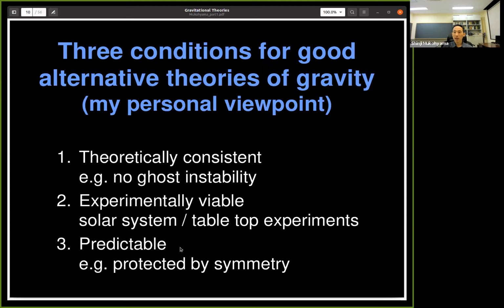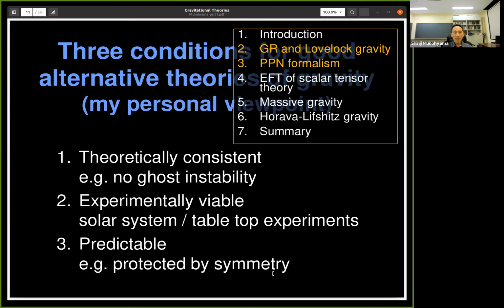For example, if the structure of the theory is protected by symmetry, then we can make a robust prediction. That would be great. After this introduction, I'm going to discuss GR itself, including its uniqueness. And this tells us how to modify gravity. Under certain conditions, GR is unique, so we need to break some assumptions. Then this may tell us something about the first point: how to modify gravity and GR in a theoretically consistent way.